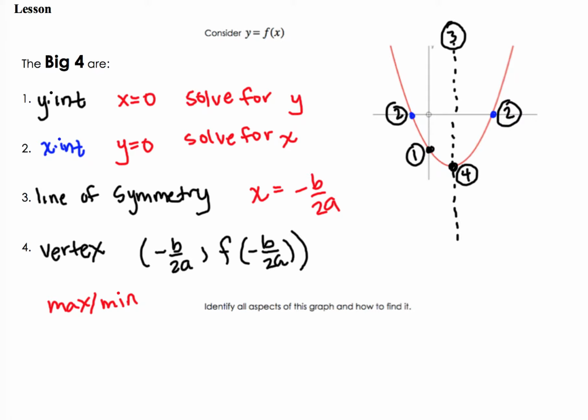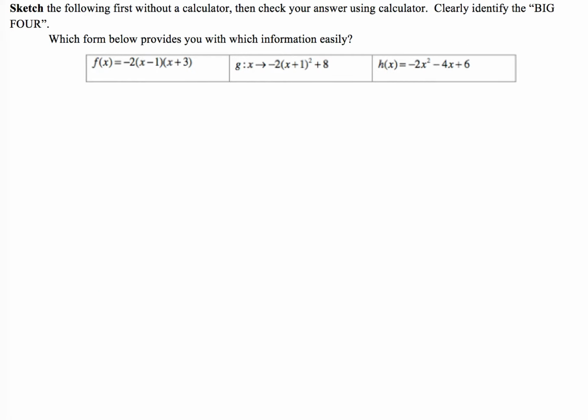All right, going on to the next page. Here, I want you to sketch the following first without a calculator and then check your answers using the calculator, identifying the big four. So I'm going to start this page and make a rough sketch of this one here. First off, this form is actually called x-intercept form or factored form of a quadratic. The reason is because it's easy to find our x-intercepts. Our x-intercepts is when we set y equal to 0 and we solve.